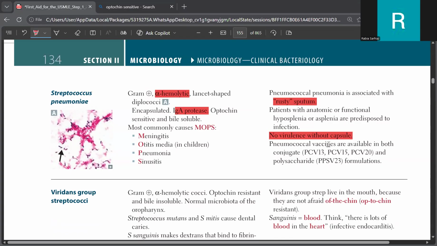The pneumococcal vaccines are available in both conjugate, PCV13, PCV15, PCV20, and polysaccharide formulations. The polysaccharide formulation is called PPSV, and the conjugates are called PCV13, PCV15, and PCV20. Again, polysaccharide, PPSV23, and conjugate PCV13, 15, 20.